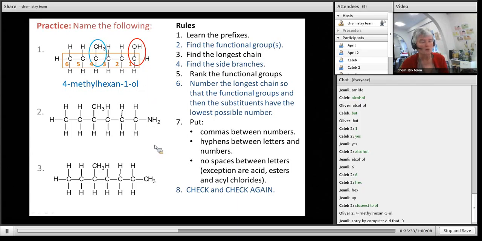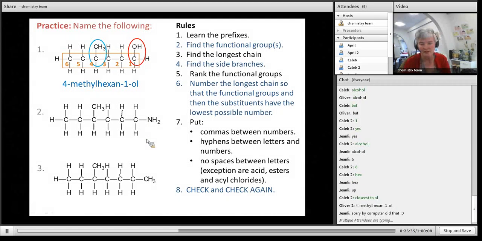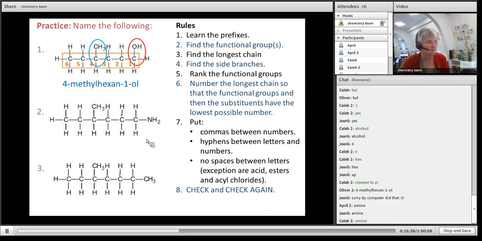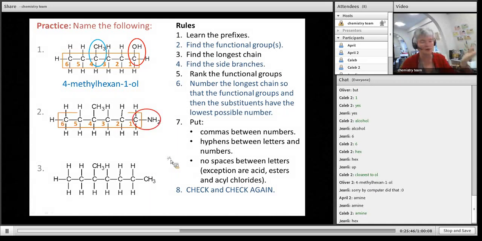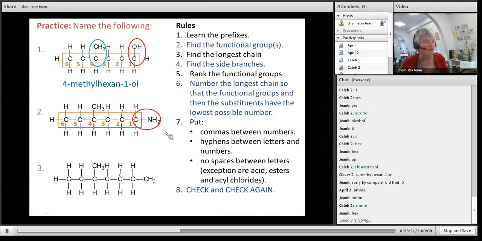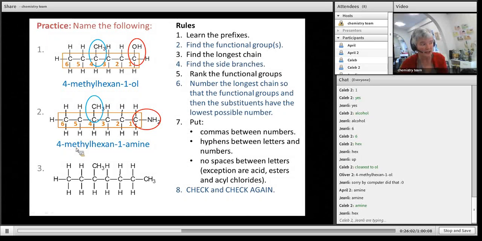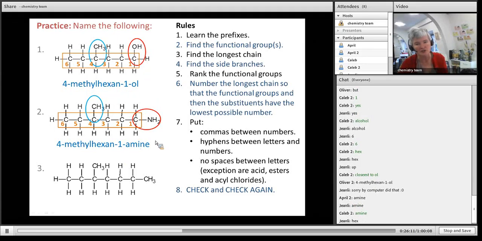So, next one, what is my functional group? Amine. So we know it's going to end in amine. And again, we look for the longest chain, and it is 6 again, because I was focusing on just the functional groups here. So we know it's hexane amine, and we've got the same side chain over there. So it's going to be 4-methyl hexane, and my amine is on the first carbon, 1-amine. So nearly exactly the same, it's just the functional group is different.